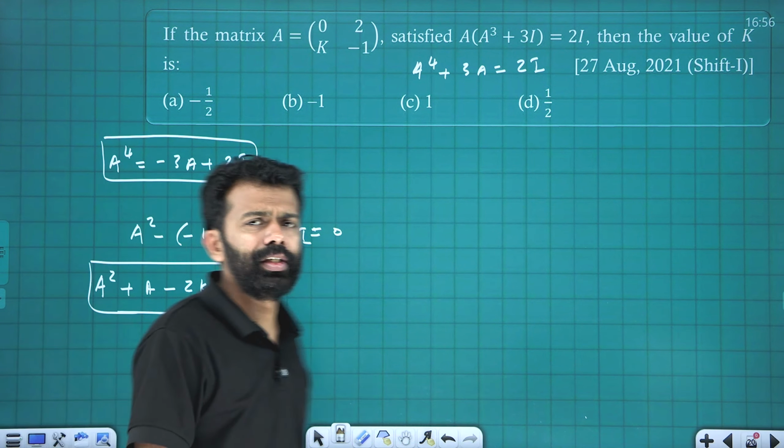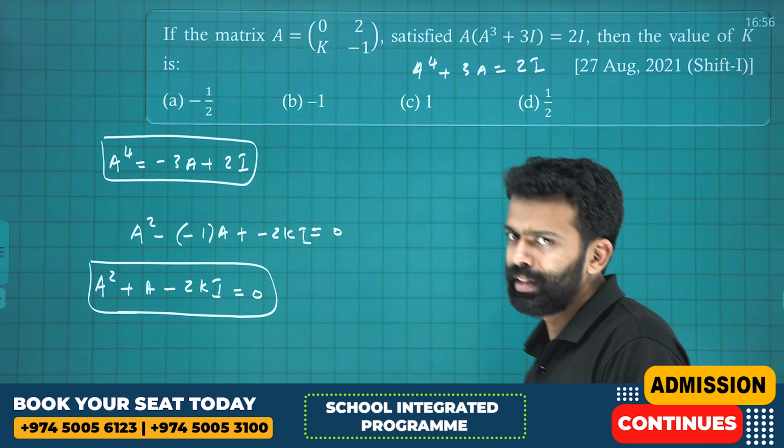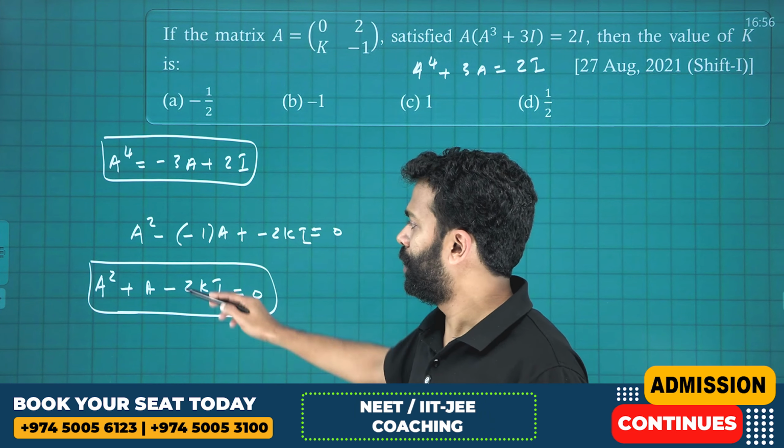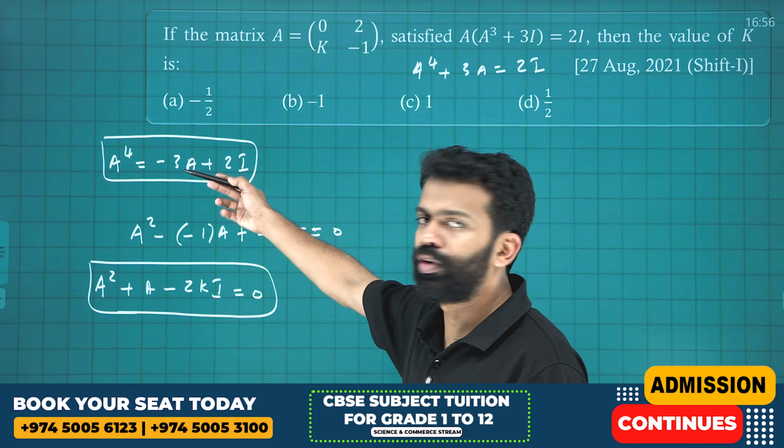And my question is, how will you equate these two equations? That's very easy actually. Either we need to convert A square in terms of A raised to 4, or A raised to 4 in terms of A square, but that's a hectic method and will require more time. So I'm converting A square in terms of A raised to 4. My objective is to equate the corresponding coefficients of A and I. That's all, you will get the answer.